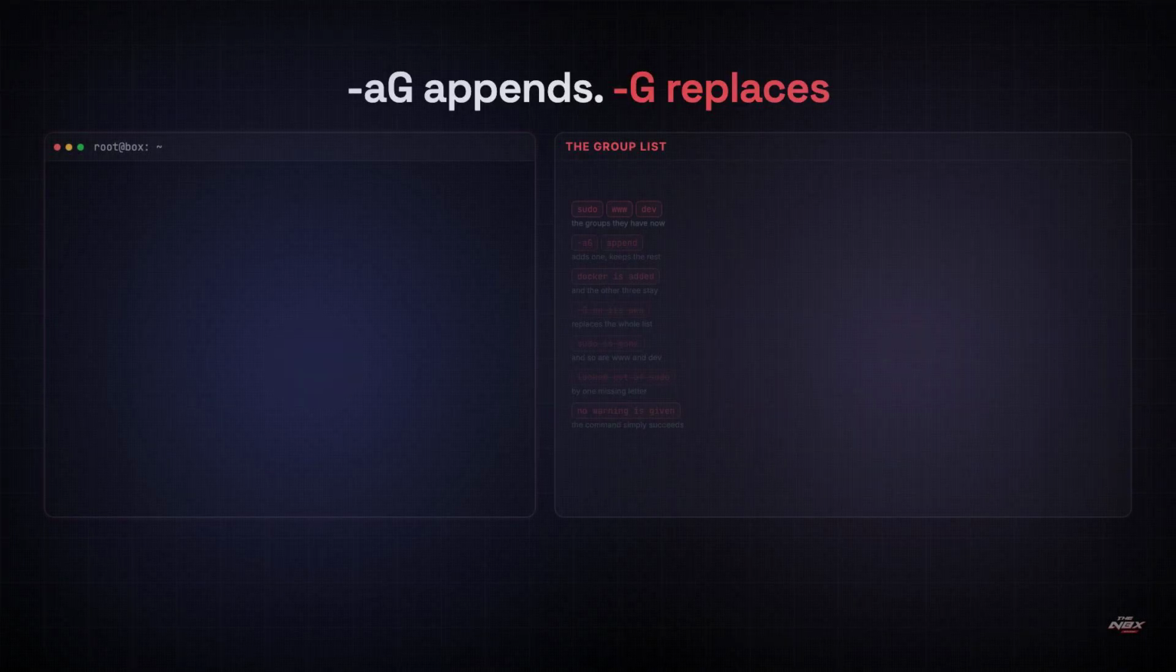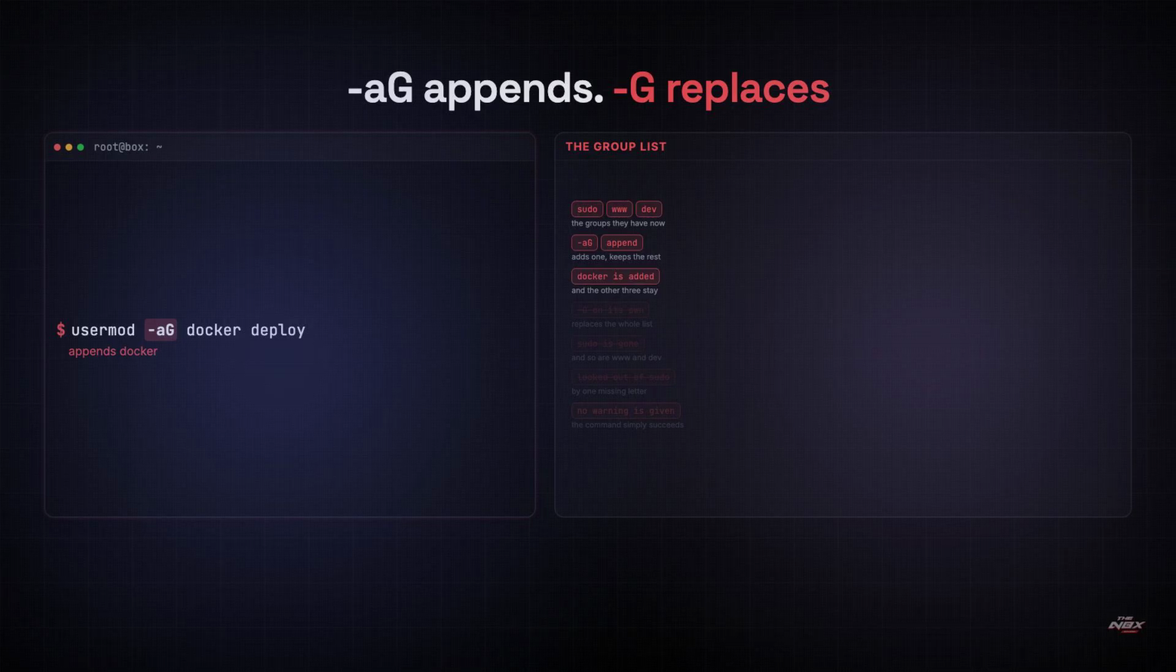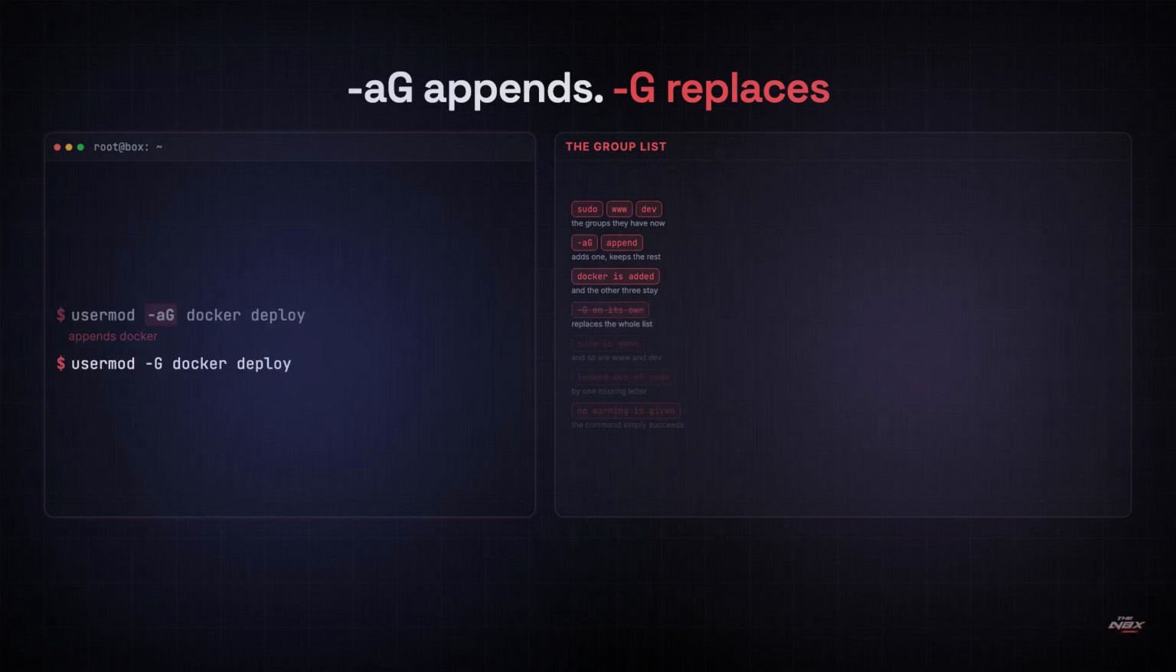This user currently belongs to 3 groups, and you want to add a 4th. The command is usermod, and the flag combination is -aG. The a stands for append, meaning add to what's already there, so docker is added, and the other 3 stay exactly where they were. Now watch what happens if you forget that a.